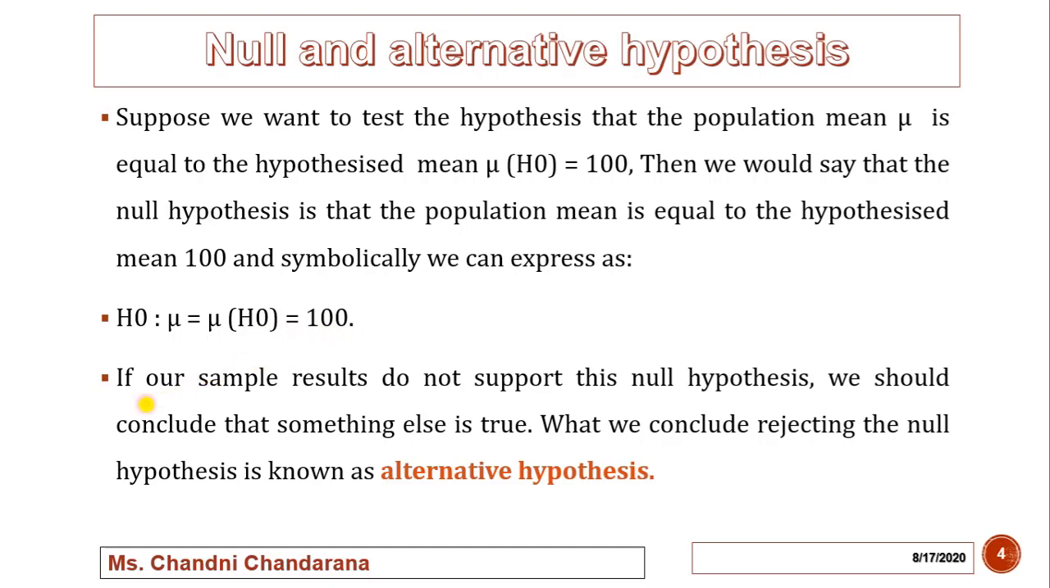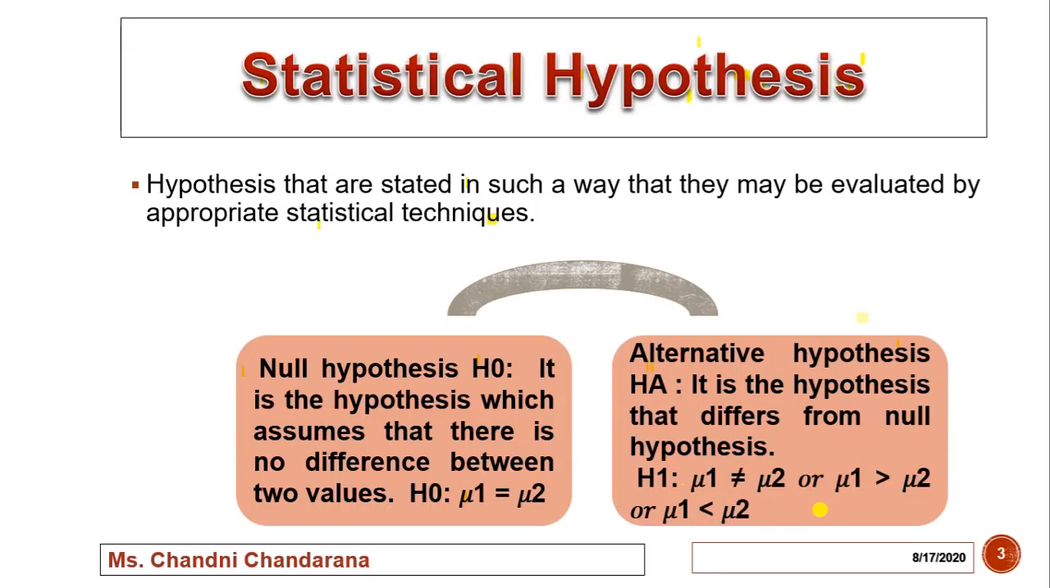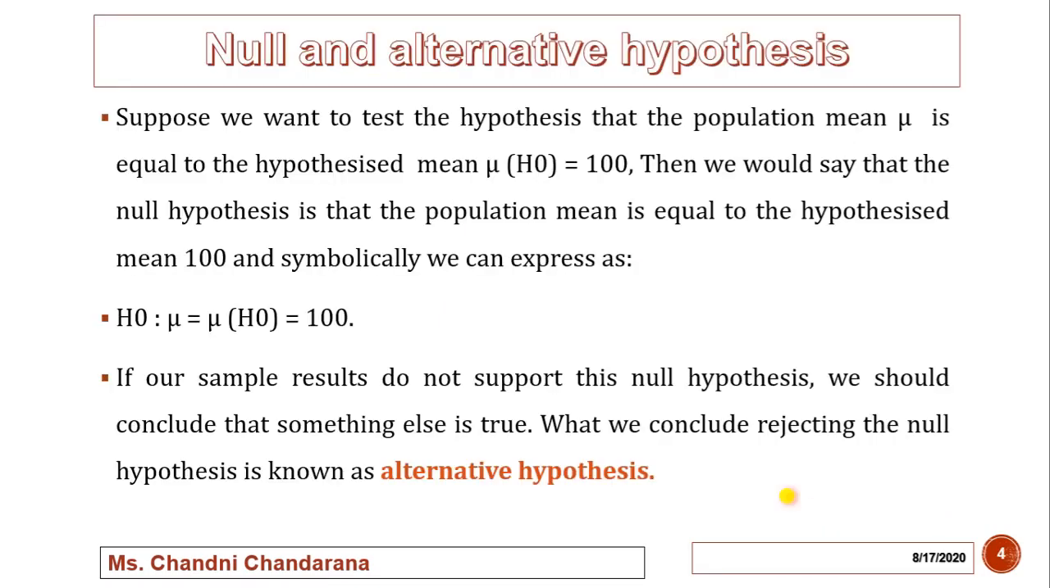Now what is alternative hypothesis? If our sample results do not support this null hypothesis, we should conclude that something else is true. What we conclude on rejecting the null hypothesis is known as the alternative hypothesis. When there is a rejection of the null hypothesis, it will always be an alternative hypothesis.